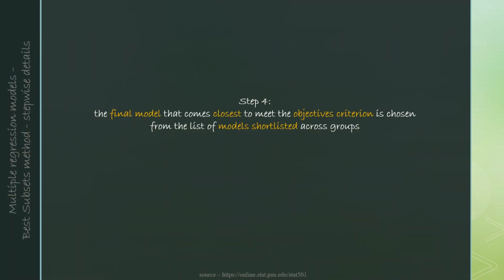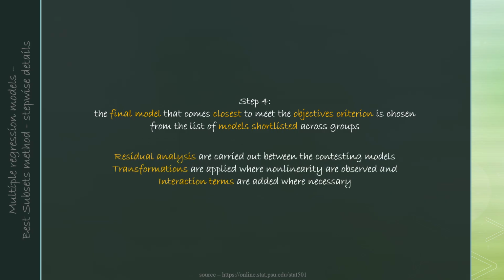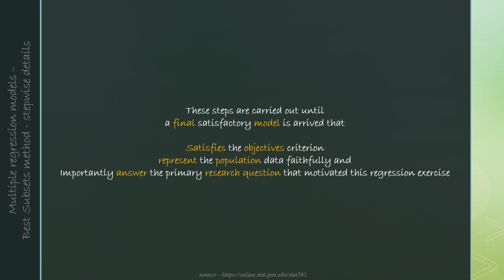Step 4 is the final step wherein the final model that comes closest to meeting the objectives criteria is chosen from the list of models shortlisted across groups in the previous step. This is an elaborate step wherein residual analyses are carried out between the contesting models, transformations are applied where nonlinearity is observed, and interaction terms are added where necessary. These steps are carried out until a final satisfactory model is arrived at that satisfies the objectives criteria, represents the population data faithfully, and importantly, answers the primary research question that motivated this regression exercise.